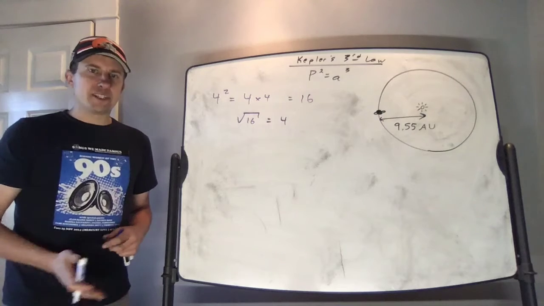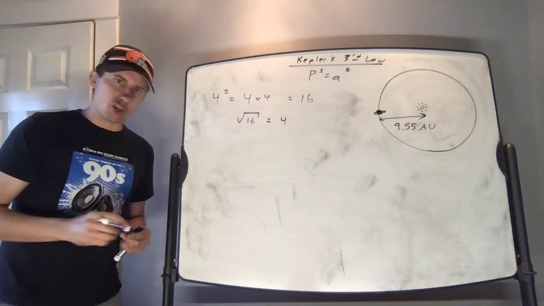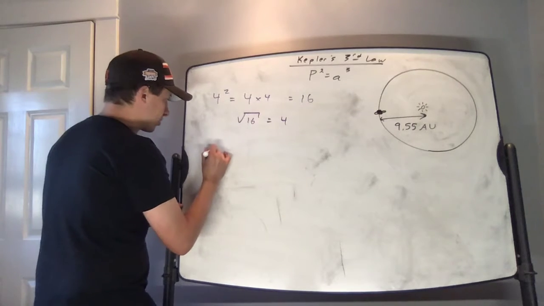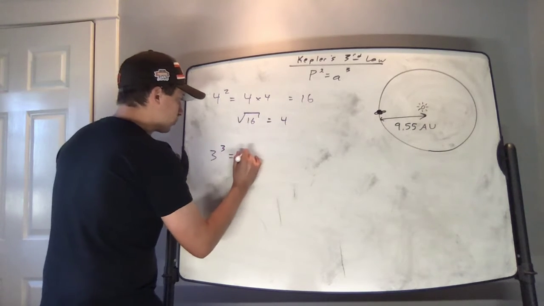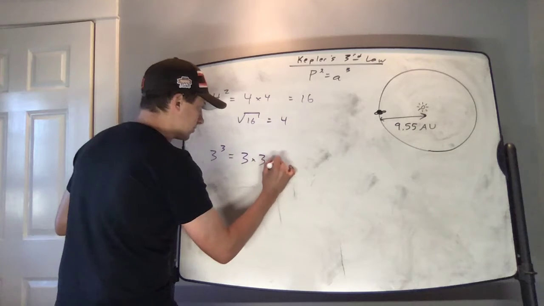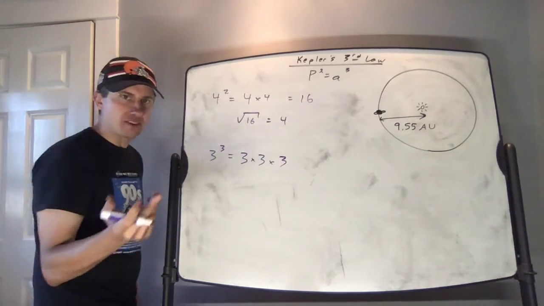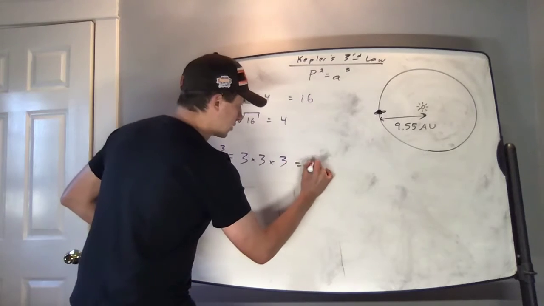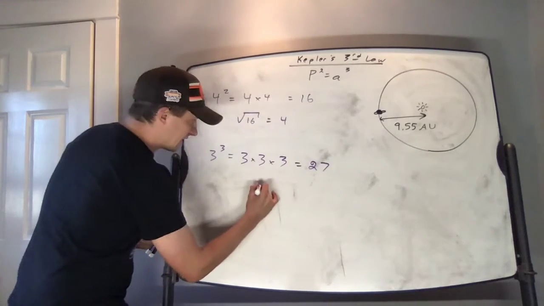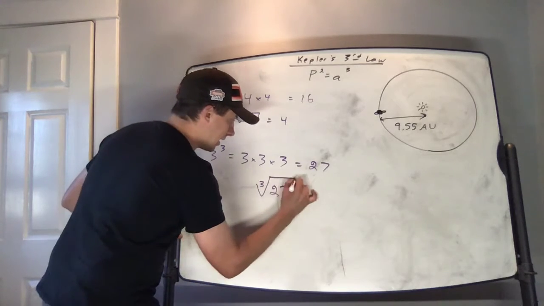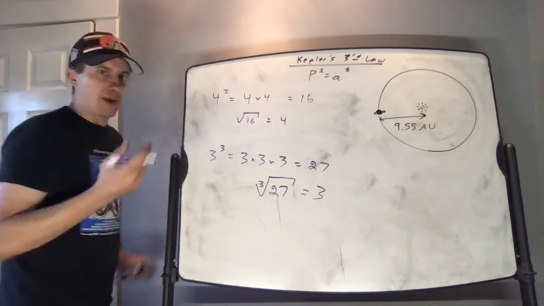The idea of cubing a number and taking a cube root is the exact same thing. So for example, I could say 3 cubed, that is really 3 times 3 times 3. Now I have a cube, so I'll have 3 terms when I multiply these guys together, and I get 27. If I take the cube root of 27, I will get 3 out as my answer.